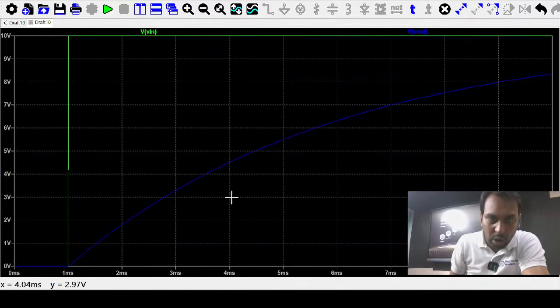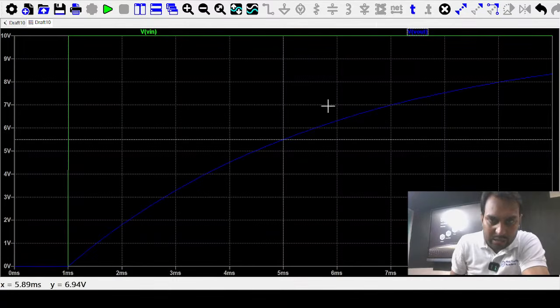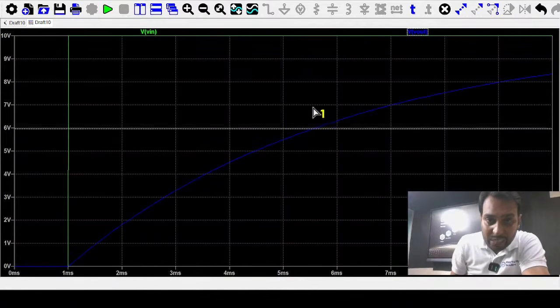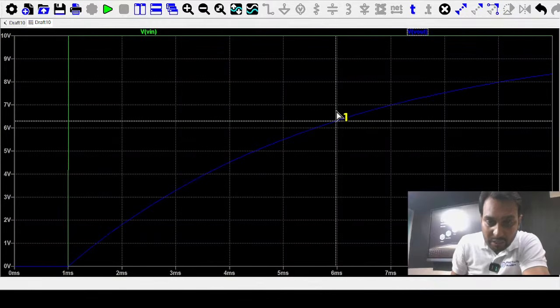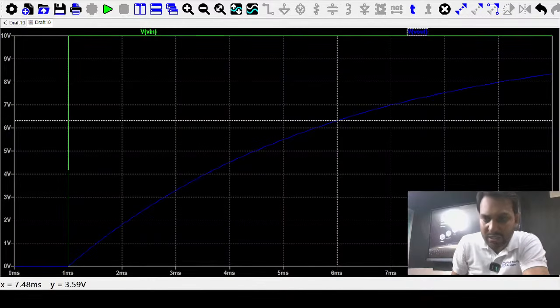If you go this way, you can think about what is happening. After 1 millisecond, the tau value is 5 millisecond. So at 6 millisecond you can find this is 6.3 volt. Just think: at 6 millisecond, the output voltage is 6.3 volt. So if you know the basic thing now, you can understand.